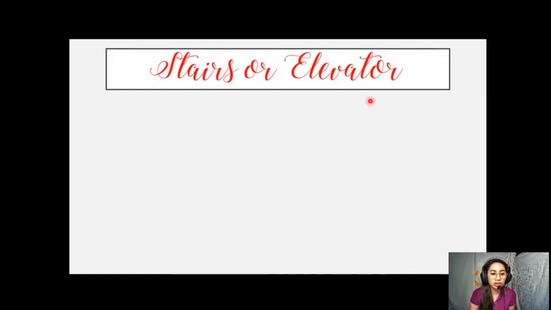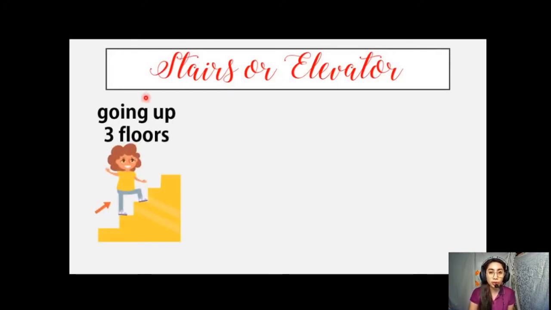So stairs or an elevator. Going up 3 floors. So going up, ibig sabihin pataas. So dahil nandiyan na yung clue word pataas, is it positive or is it negative? Correct. That is a positive number. So dahil positive number siya, how are we going to represent going up 3 floors? Okay, that is 3 or we can use positive 3.